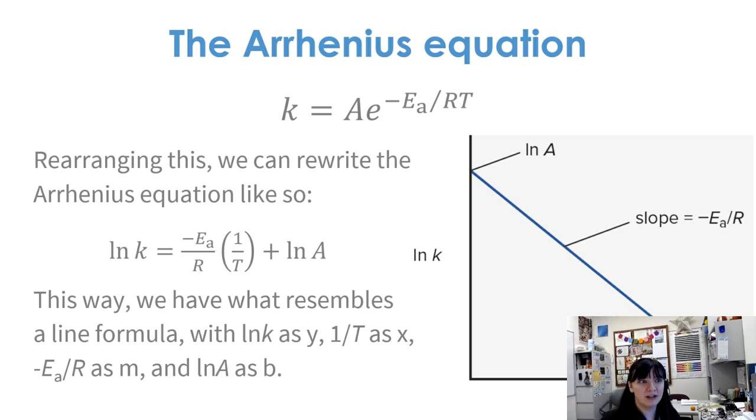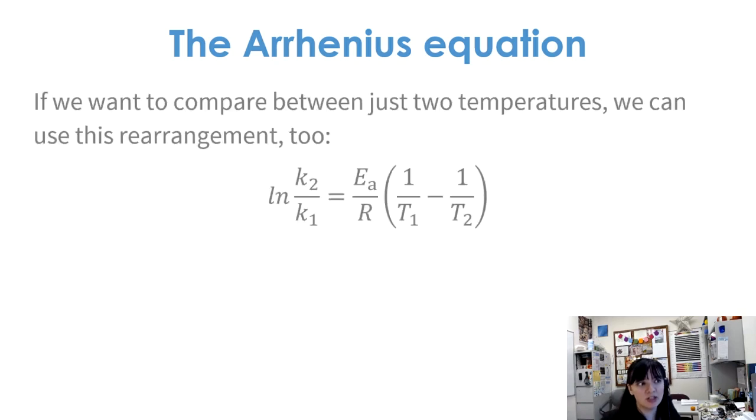Another common, more simplified version of this equation can be seen right here. This relates specifically to rate constants at two temperatures. So maybe you don't have enough data to complete a full plot, but you only need two points to make a line. So let's see an example of using this two-point Arrhenius equation.